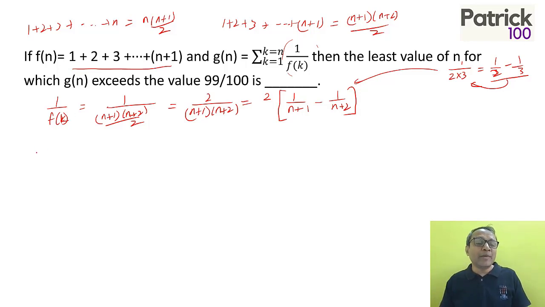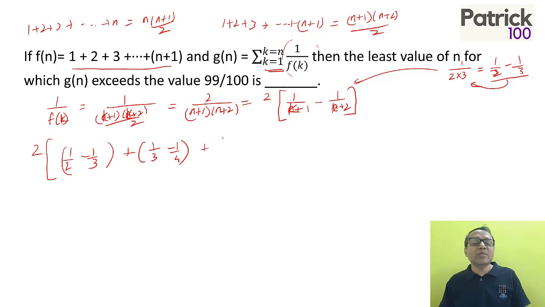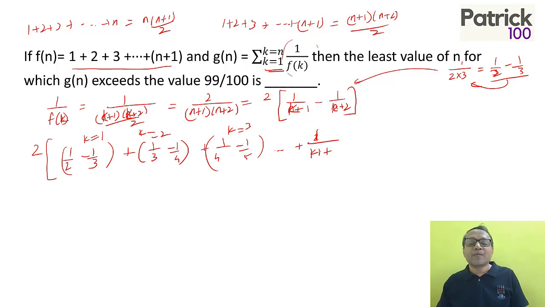If I substitute out here, 2 I am taking common because 2 is same everywhere. So I put k equal to 1 to k equal to n. I put n instead of k. It should be actually k, but that's okay. So basically you get, if I put k equal to 1, the first term will be 1 upon 2 minus 1 upon 3. Second term will be, when I put k equal to 2, it will become 1 upon 3 minus 1 upon 4. Next will be 1 upon 4 minus 1 upon 5. Okay, this is k equal to 1, k equal to 2, k equal to 3, and so on. And last will be this. Okay, 1 upon k plus 1 minus 1 upon k plus 2.